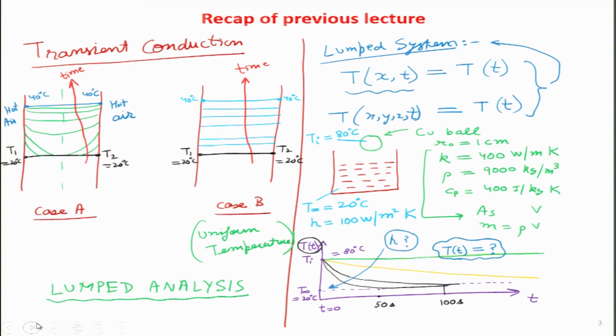So we have looked at the simplest case of the transient conduction, where we have tried to make sense of the concept of lumped analysis. So this is the concept where the whole body is assumed to be at uniform temperature. Like shown in case B in this particular figure over here, the temperature of the wall would change with time as indicated by this red arrow, but at any given point the temperature is uniform all across the wall.